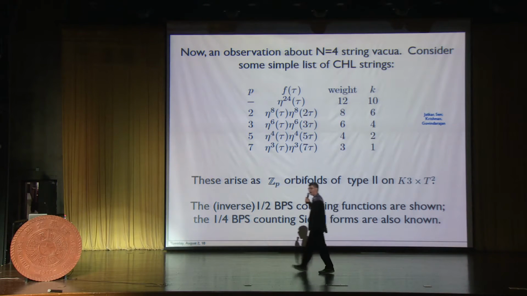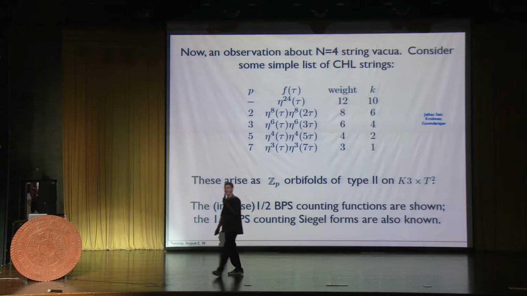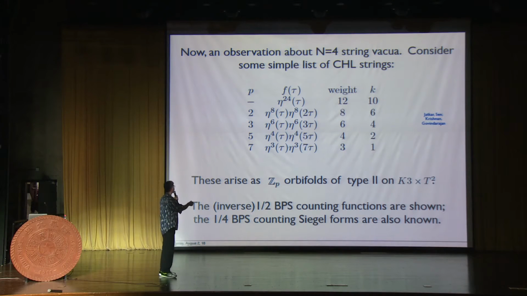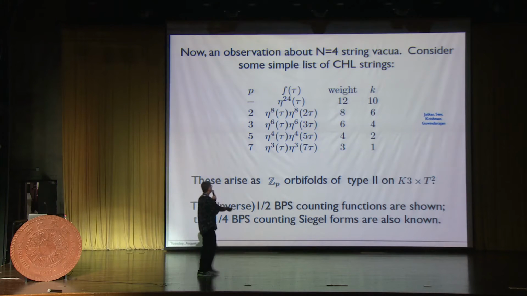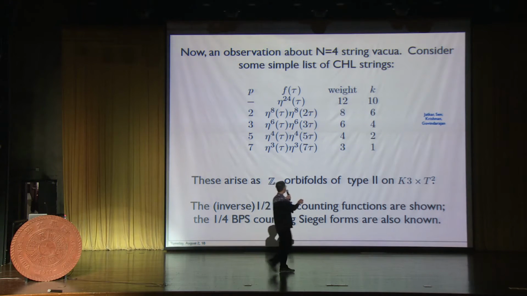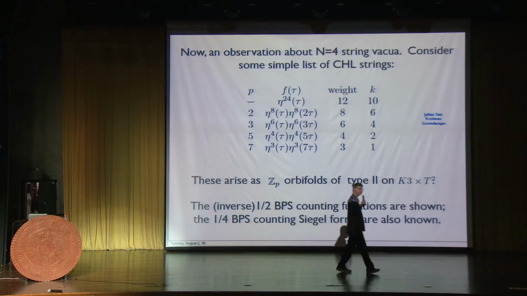In the next column, I list the function whose inverse is the BPS counting function for half BPS states. It's delta for the normal model, the eta to the 24th of the 24 free bosons of the heterotic string in light cone gauge. And then you get eta products, eta to the 8th of tau times eta to the 8th of 2 tau, and so forth for the other primes, whose weights go down. And there's an associated number k here, which is the weight minus 2.